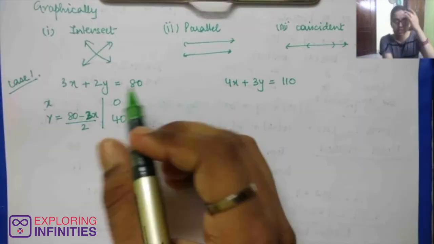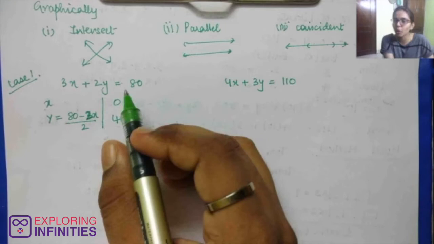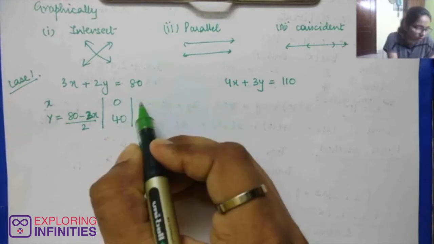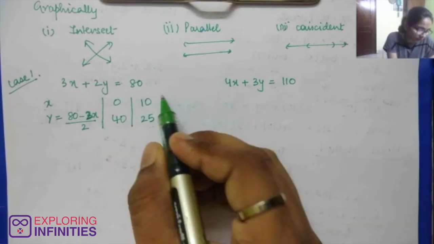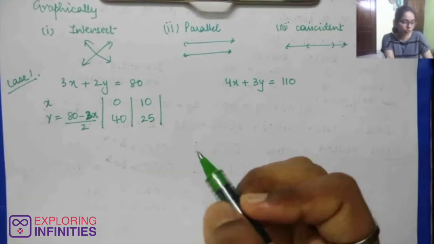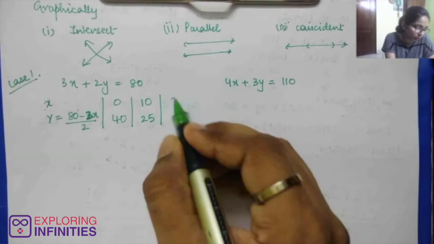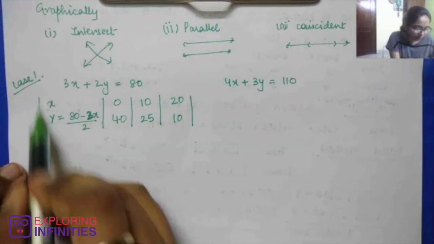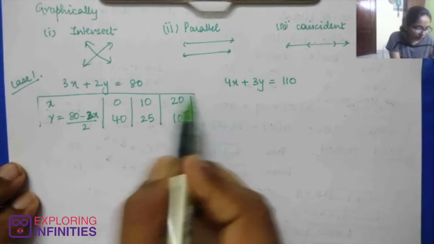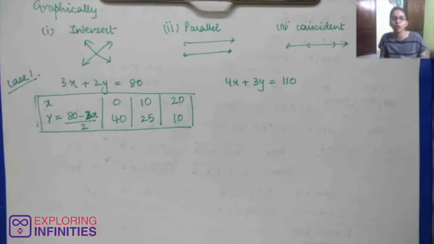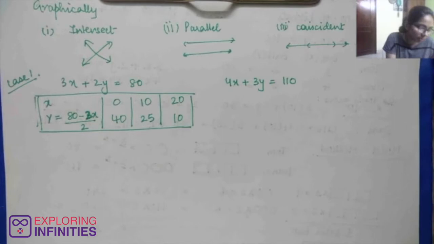Now the second point. This is Tom's equation, and Tom made a guess of x is equal to 10, right? For that he got 25. Now we'll plot one more point. We'll take our x to be 20, so I get my y to be 10. This is the table I'm getting. Using this, I plot my line for Tom's equation.